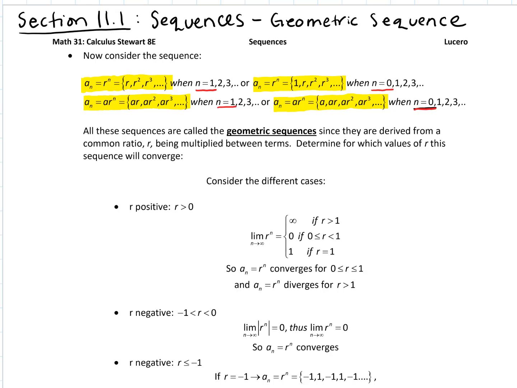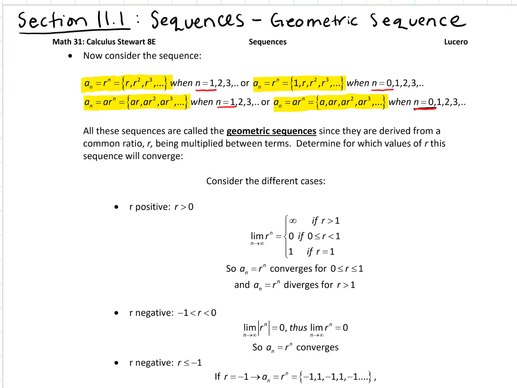So for what ratios, when you have this common ratio, which ratios converge and which ratios diverge, and how do they diverge when they do diverge? So let's take a look. If r is positive, so if our common ratio is positive, then the limit of the ratio raised to the nth power is going to be infinity if r is greater than 1. It's going to be 0 if r is between 0 and 1. And the limit as we go to infinity is going to be 1 if r is equal to 1.